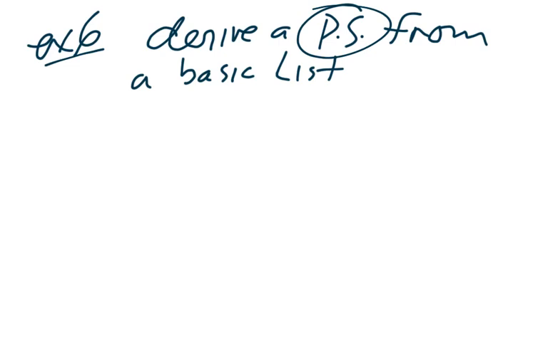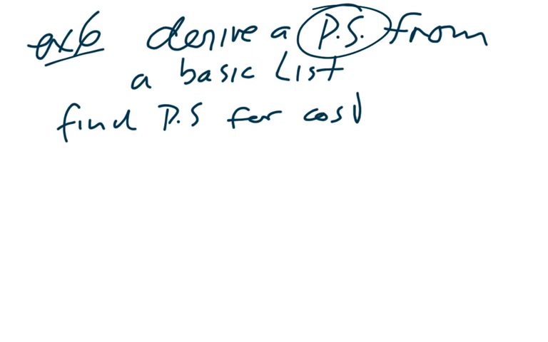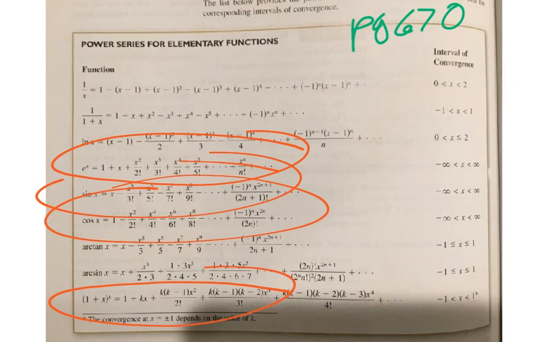In this particular example, it says find the power series for cosine of the square root of x. Hopefully you've memorized, maybe from the previous page, that the power series for cosine is right there. It is the even powers because cosine is an even function. Hopefully that's sinking in.